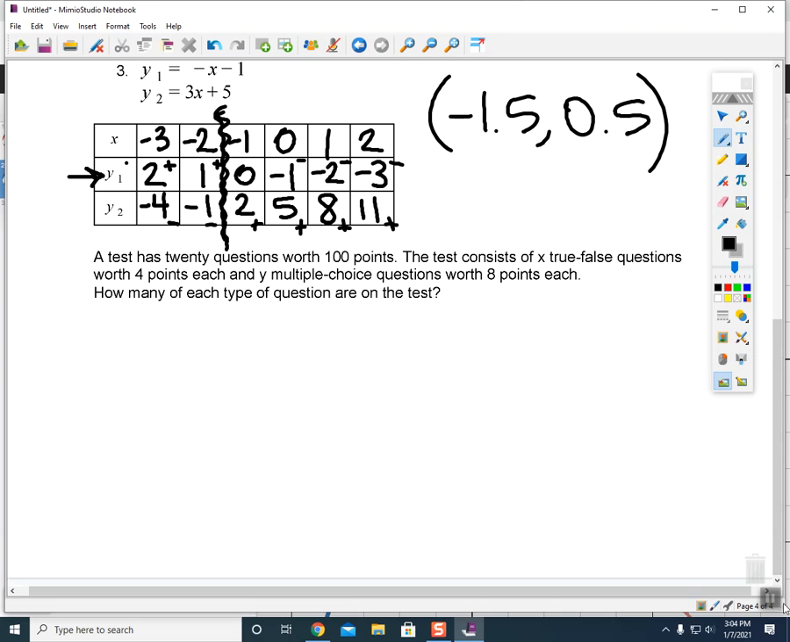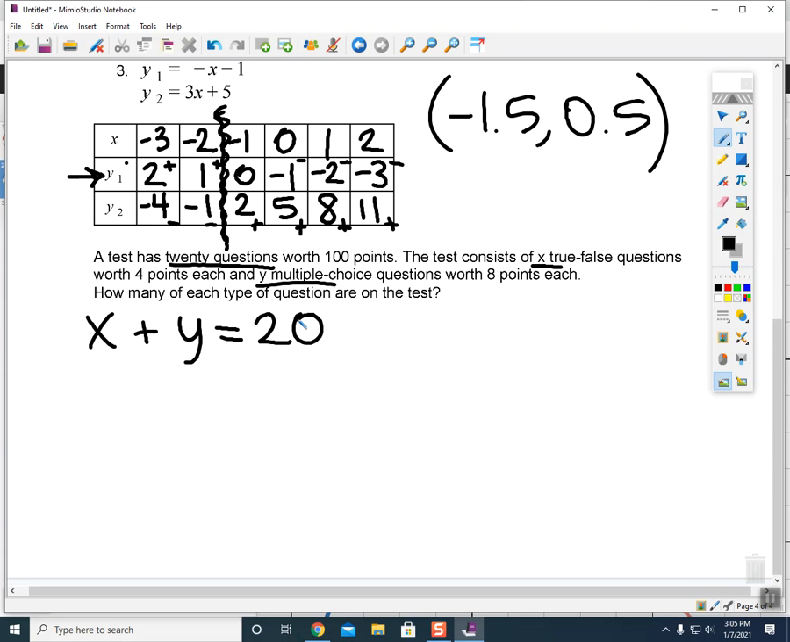All right, last one. The test has 20 questions worth 100 points. The test consists of X true-false questions worth 4 points each, and Y multiple choice questions worth 8 points each. How many of each type of question are on the test? So, we've got a couple pieces of information here. First thing I know is that there are 20 questions on the test. There are X true-false questions, and there are Y multiple choice questions. So when I add together my multiple choice and my true-false questions, that should give me 20, right? There's 20 total questions. That's my first equation.